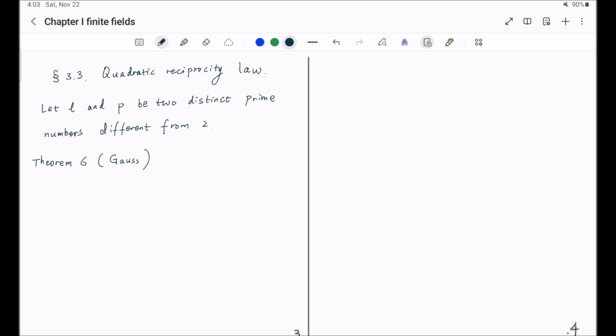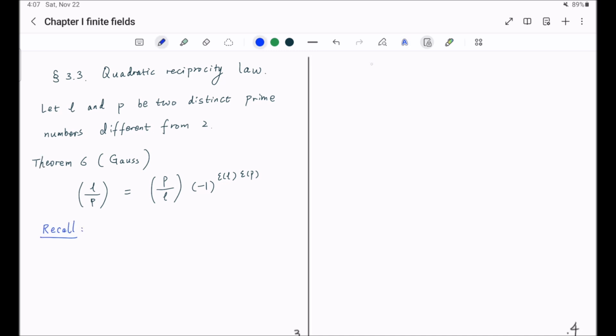If we consider the Legendre symbol of L modulo P, and the Legendre symbol of P modulo L, you may wonder, what is the relation between these two quantities? The famous quadratic reciprocity law tells us that they differ by a factor of -1 to the power epsilon L times epsilon of P. At this point, some of you may not remember what those notations mean, so let me quickly recall them for you.